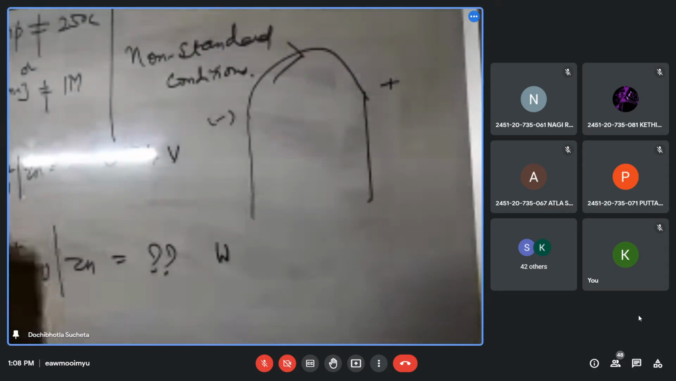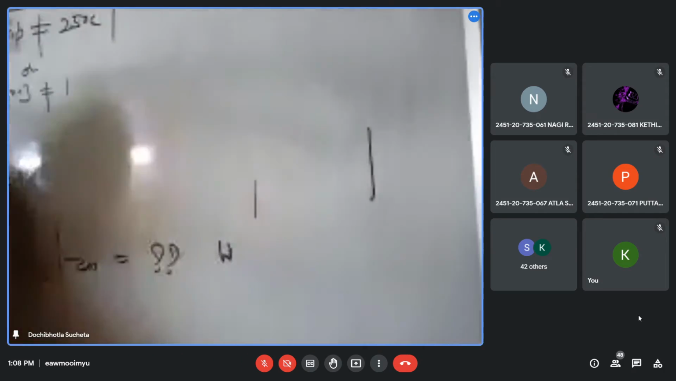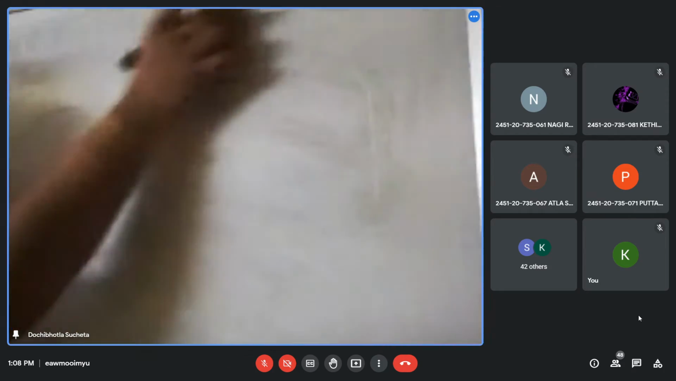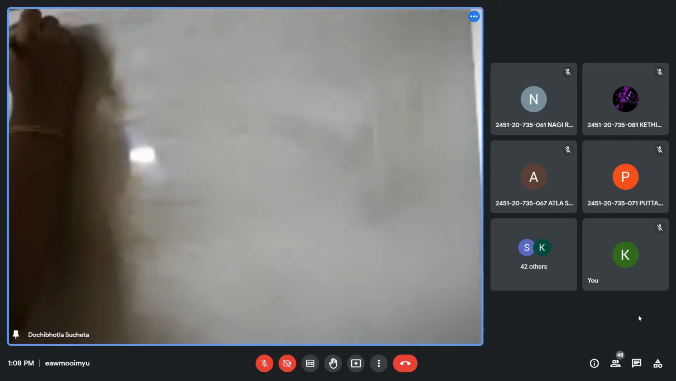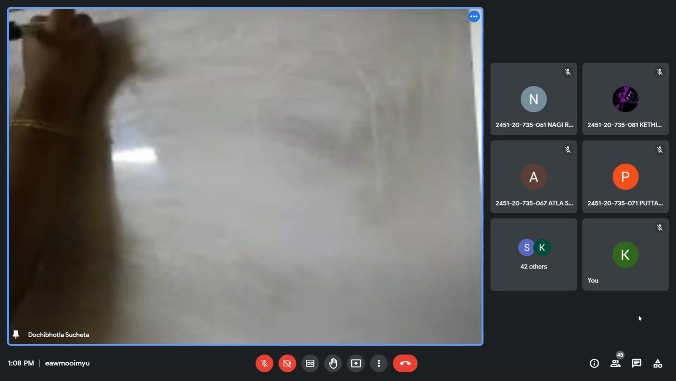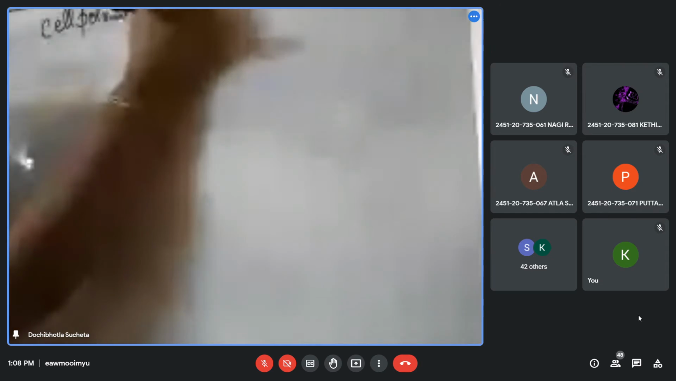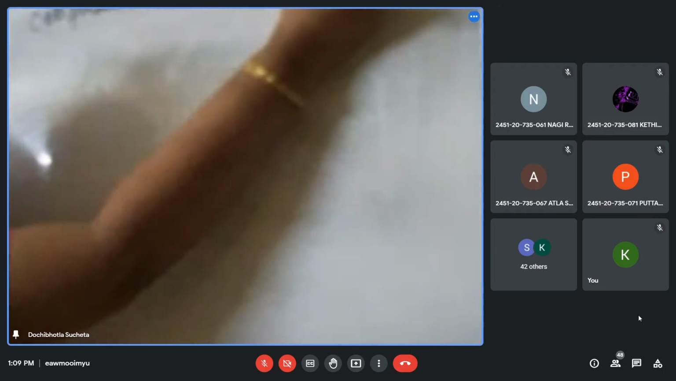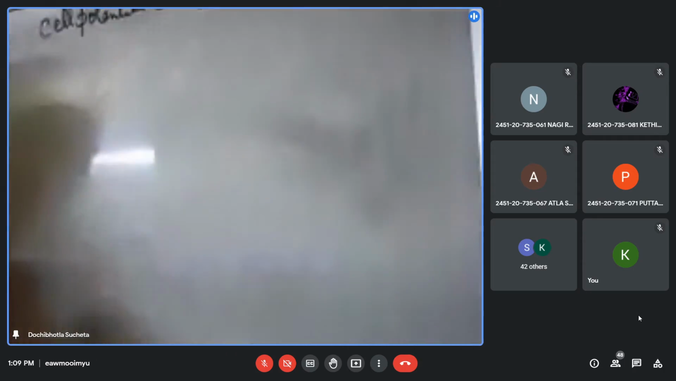So what I'm talking about is EMF of a cell and free energy. So what I can say? Now this equation, which I am right now telling you, is the connecting link between thermodynamics and electrochemistry. So cell potential, which I'll call EMF, and free energy. Free energy means Gibbs free energy.